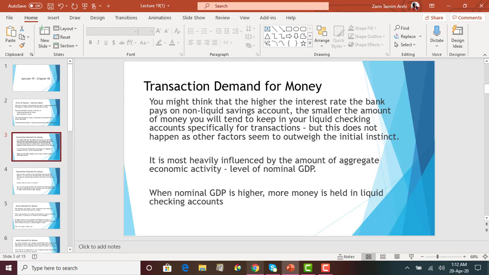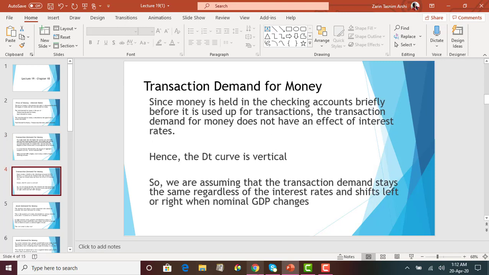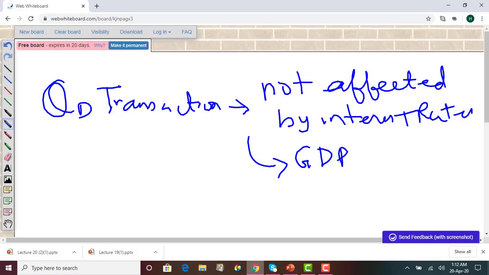So when we keep money in the checking account, basically we will be using that money up quickly for our daily transactions, right? When we go to a grocery, we will probably spend money from our checking account and not from our saving accounts. So whenever the GDP is growing, we will usually have more money in our checking accounts and vice versa. So since money is held in the checking account for a brief period of time and it is used for transactions, the transaction demand for money does not have an effect on interest rate. So again, this basically is dependent on the GDP level, not on the interest rate.